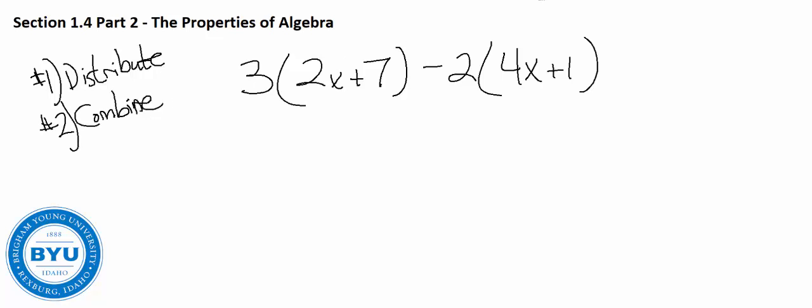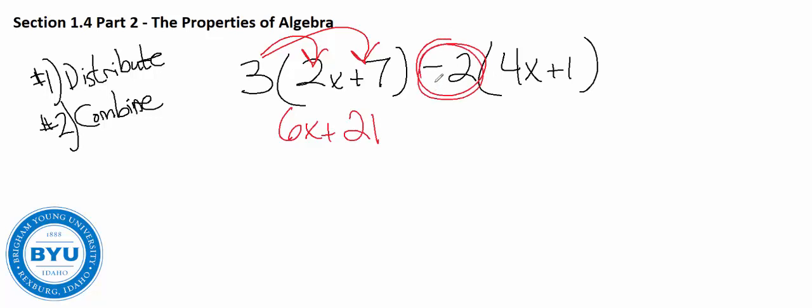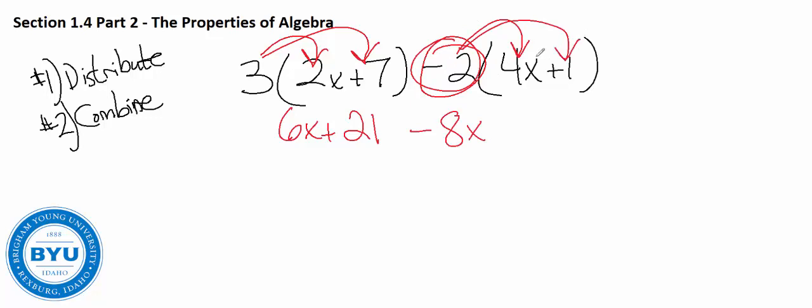Let's try this example here. If I have 3, I'm going to dog pile it in. I get 6x. Dog pile it in here. I get plus 21. Here, ooh, be careful. The dog is negative 2. Some people leave out the negative 2 and they think the dog is just 2. But here it's negative 2 and we've got to distribute that in. So negative 2 times 4x is minus 8x. And negative 2 times 1 is minus 2.